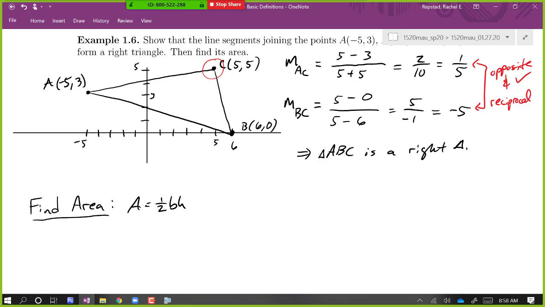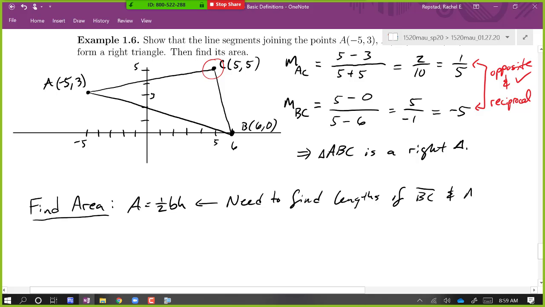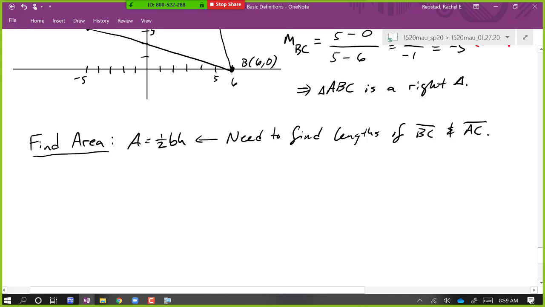Yeah, so what are those in this triangle? Say that louder. Great. So we need to find the length of the BC segment and the AC segment. Okay, well, we have a distance formula we can use to find those.